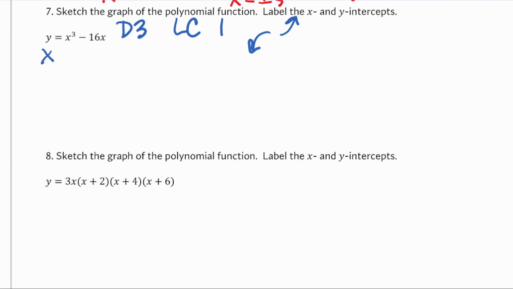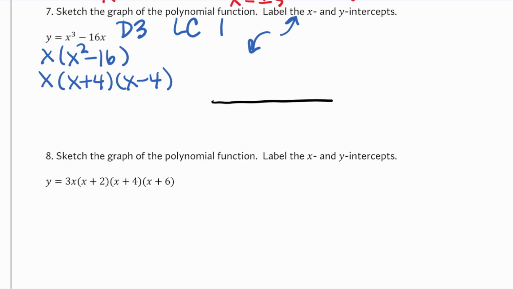I need to factor this. I see that this polynomial is going to have zeros at x equals 0, x equals 4, and x equals negative 4. So I'm going to draw myself an x-axis, label my zeros. So negative 4, 0, and 4. You kind of start with the end behavior. Okay, I know that on the left, this graph is going down. On the right, it's going up.